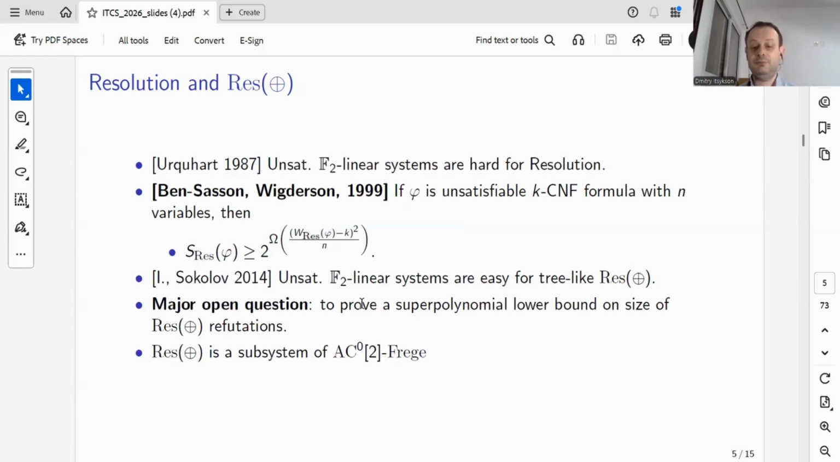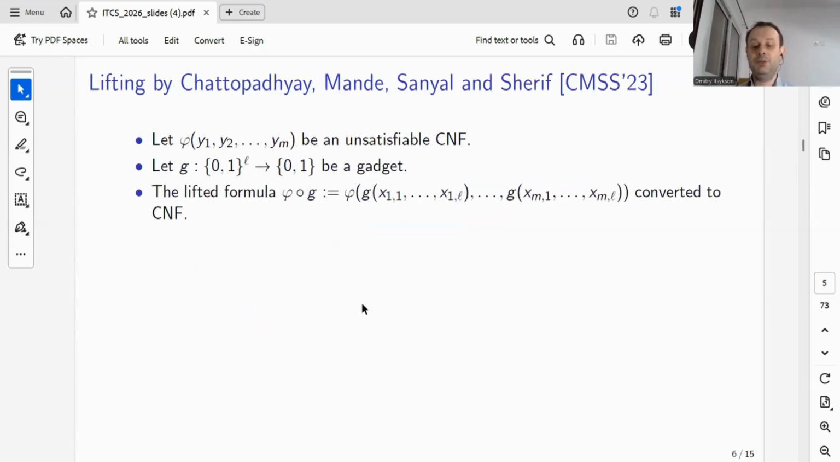Lower bounds are not known in the general case, but they are known in the tree-like case. I will only mention one of the results, which is based on lifting. Lifting is a technique allowing one to derive lower bounds for a stronger model from lower bounds in a weaker model. A hard instance is usually obtained by composition.